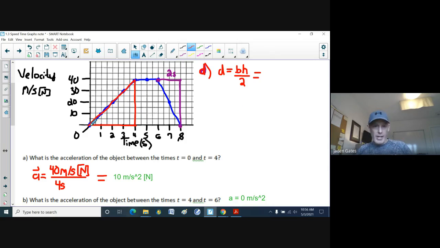The base here, the distance along the bottom, is 4. Height all the way up to 40. And of course, we divide by 2. Let me get my calculator out because I can do this all in one step. 4 times 40. Well, 4 times 4 is 16, add a 0 is 160. We divide by 2, and I get 80 meters. It's traveled in total.